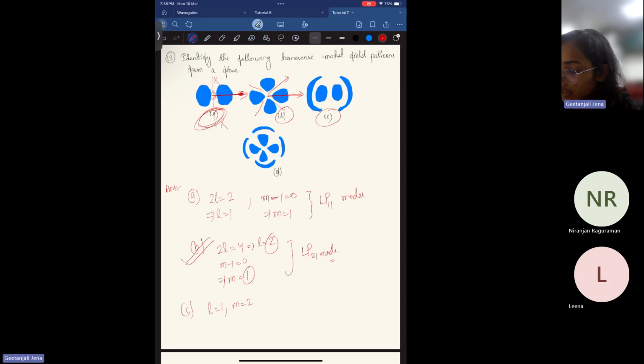M is 2 and L is 1. Yes, both are correct. Here there is 1, 0 in the radial direction in between the mode. And here, phi direction, there is a 0 and there is a 0. So we have LP 1 2 mode. And the last option, D.